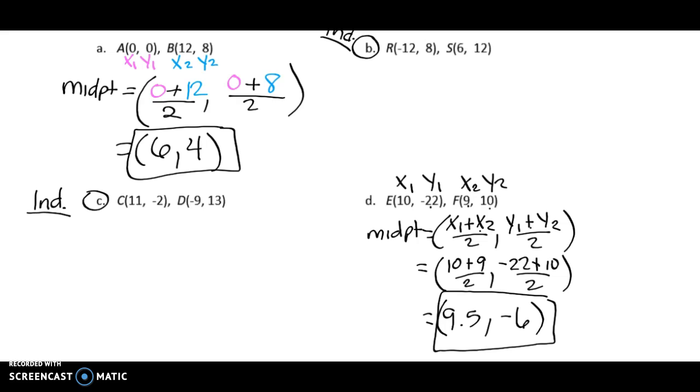Okay, so you should have paused the video, and you should work on your paper just like I have for letters A and D. It should be the same work. Your final answer for question B would be a midpoint of negative 3, 10. Your final answer for C would be 1, 5.5. Or if you left it in fraction form, 1 and 11 over 2.